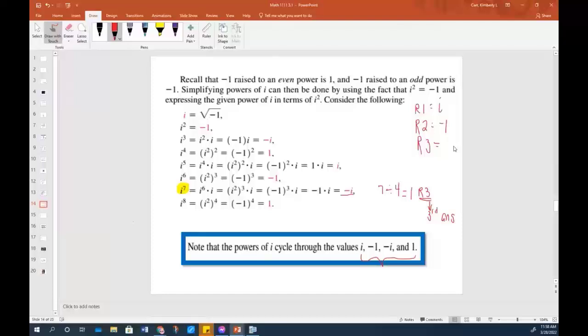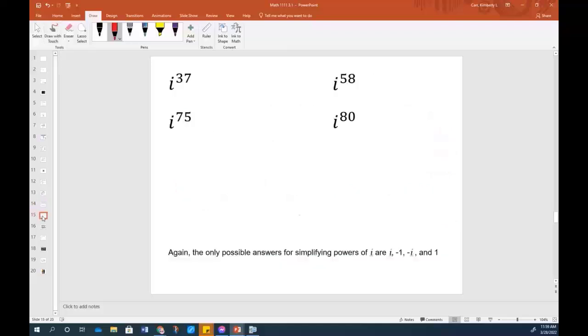Remainder 3, we've already said, gives me that -i. But you're never going to get remainder 4 because you are actually dividing by 4. So if you have a remainder of 0, then you get that last answer. You can use that approach to find out some really high powers of i, and they may have you do that some.